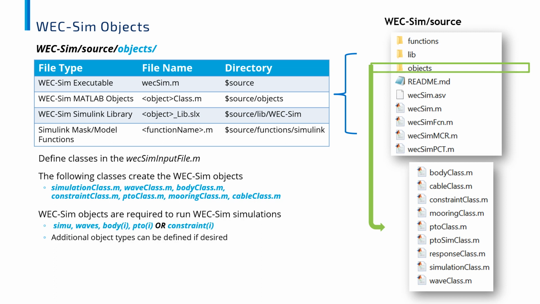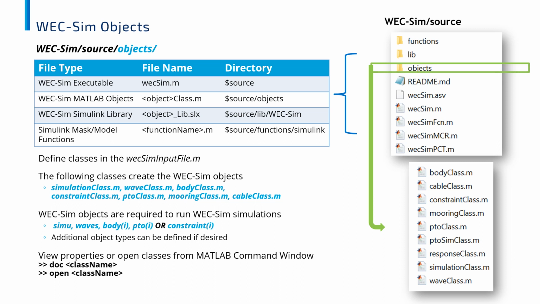At a minimum, you'll have to define a simulation class, waves class, body, and PTO or a constraint in order to run a WEC-Sim simulation. And this basically is a requirement that you define the waves, the body interacting with the waves, and any constraints on that body, along with the simulation parameters that you desire. Of course, you can add additional objects to define whatever sort of WEC or floating system you would like to simulate. These are all .m files. You can view their help files using the doc command, or the code itself using the open or edit command.